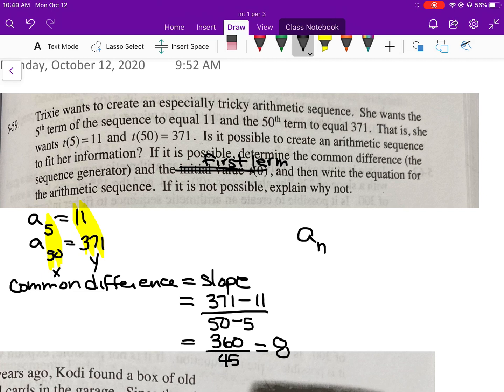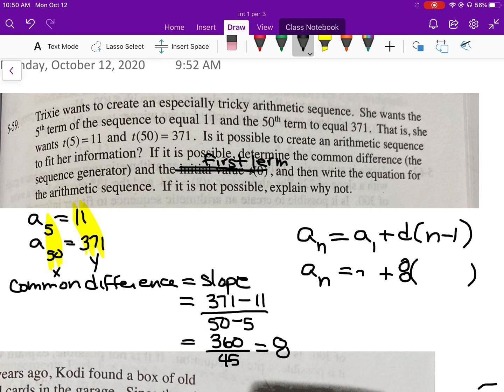So the formula is A sub n equals A sub 1 plus D times n minus 1. That's our formula for the arithmetic sequence, right? Do I know any information in this? Do I know D? Yeah, I know D, right? What's D? I'm going to put an 8 there. Do I know A sub 1? Do I know the first term? Nope, I have to leave that one there.